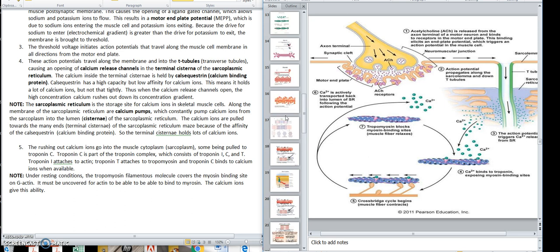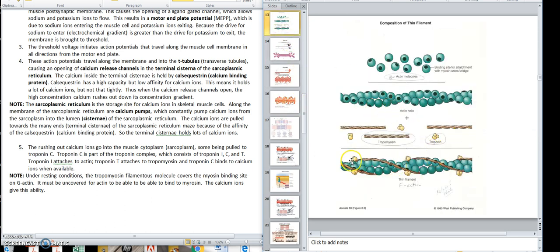See, that was this picture here, where that's covering that. Under resting conditions, the tropomyosin filamentous molecule, which I'm speaking of, covers the myosin binding site on G-actin. See, that's the G-actin, that's the myosin binding site. It must be uncovered for actin to be able to bind to myosin. The calcium ions give this ability, because when the calcium attaches, it's going to shift the complex and move this.